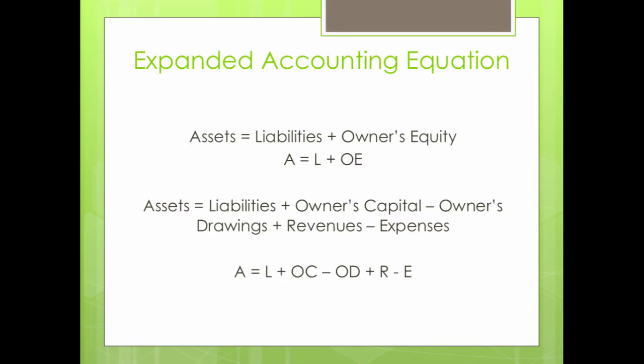And this is where the expanded accounting equation comes in. I just told you that assets equals liabilities plus owner's equity. I usually like to use the first letter of each of these components. So A equals L plus OE, which is assets equals liabilities plus owner's equity. But then we also have the expanded accounting equation. Owner's equity has several components: owner's capital minus owner's drawings plus revenues minus expenses. So the expanded accounting equation is: assets equals liabilities plus owner's capital minus owner's drawings plus revenues minus expenses.